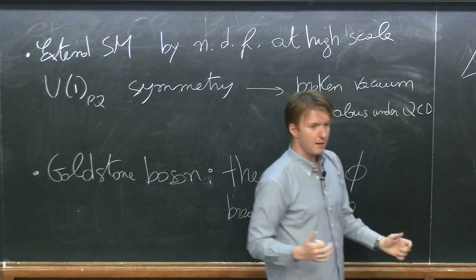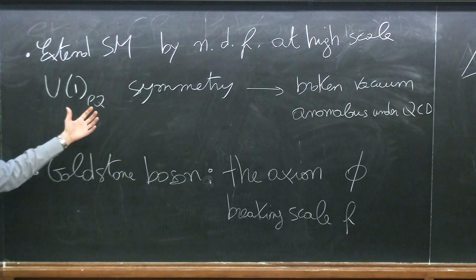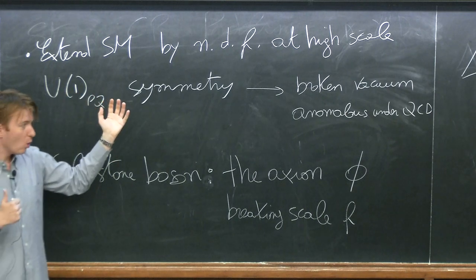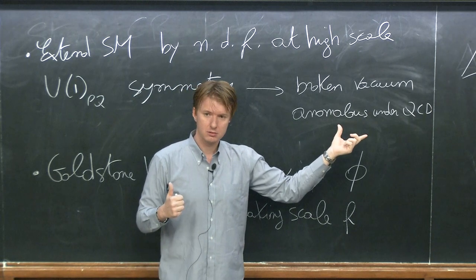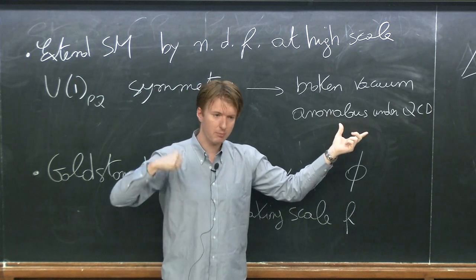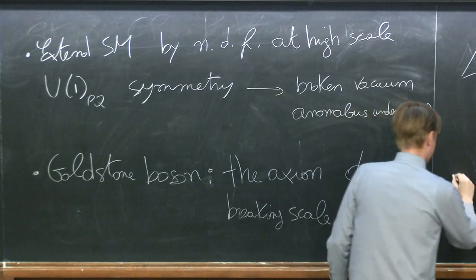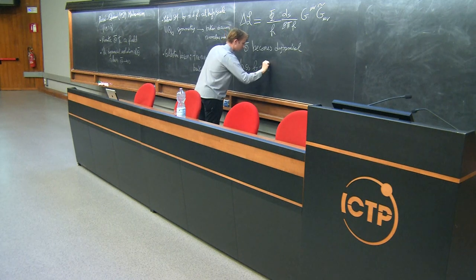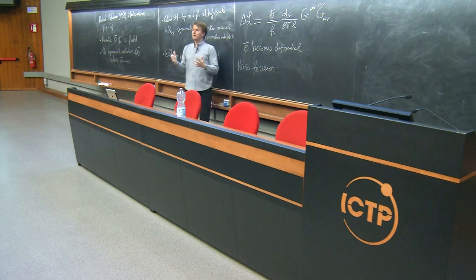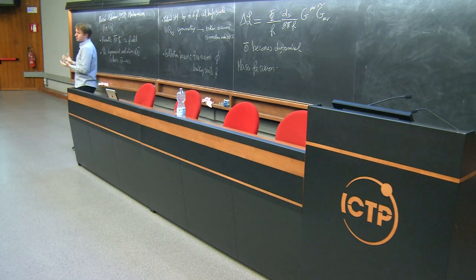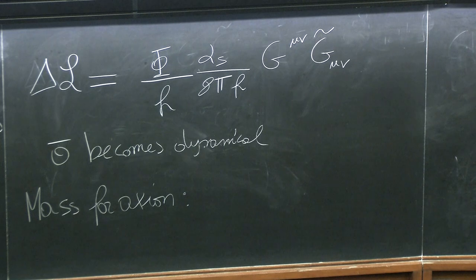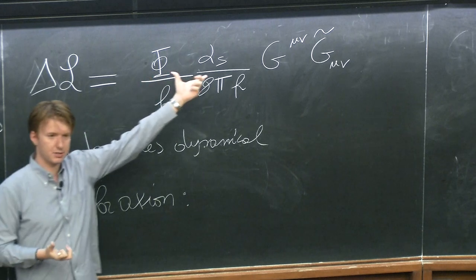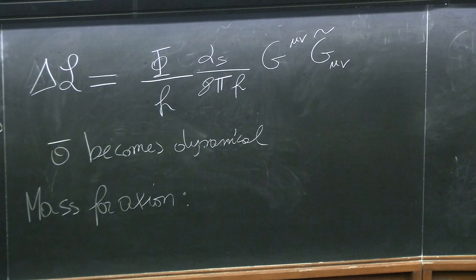The other thing is that I said before that when you break a global symmetry, you get the massless Goldstone boson. Well, not quite here, because the symmetry is anomalous. It's not an exact symmetry. It's broken by quantum effects. And so you induce a mass for the axion. So this field is not really a Goldstone boson, because the Goldstone boson is massless. It's called a pseudo-Nambu Goldstone boson. Pseudo because it's almost massless up to these corrections here. Okay. So you can also do a calculation for the mass.